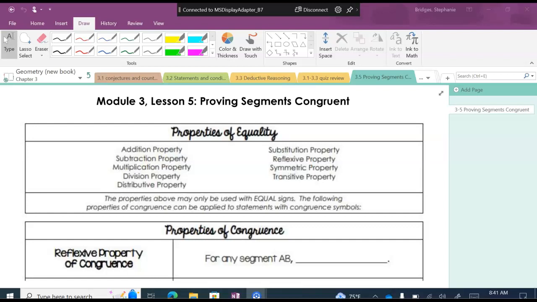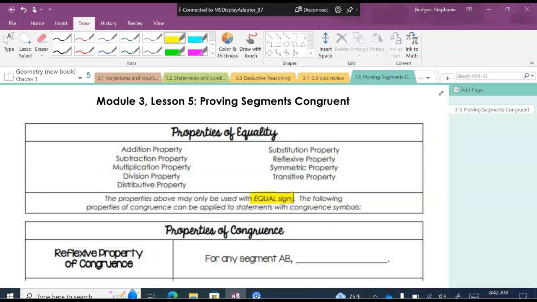It's up there at the top, the properties of equality. We talked about the addition property, the subtraction property, the multiplication property, the division property, the distributive property, substitution, reflexive, symmetric, and transitive. Those were all the ones that we discussed on Friday. Okay, all of these can be used, but the important part is those can only be used with equal signs, okay, not congruent signs. We're going to talk about properties of congruence in just a minute. And we did talk about a few of those on Friday, but we're going to talk about a few more.